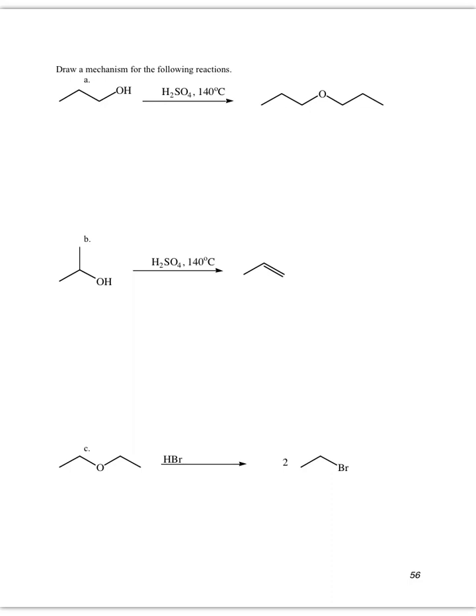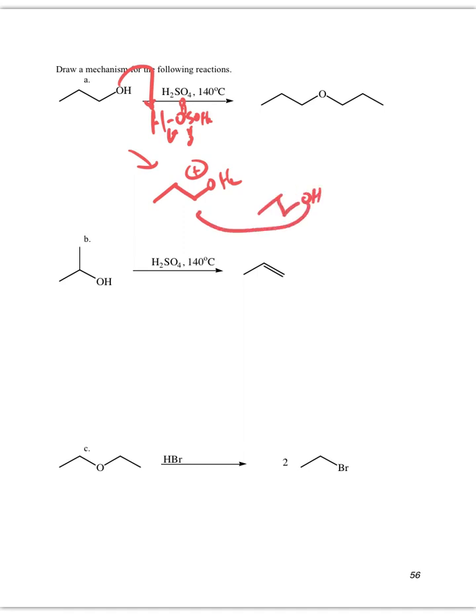So can we draw some mechanisms? Can we draw a mechanism reacting 1-propanol with sulfuric acid and slightly elevated heat to make the ether? So the first thing we do is protonate the alcohol, and then another propanol comes in and displaces it to make the protonated ether, and then another propanol comes in to remove that hydrogen to get us to the neutral ether.